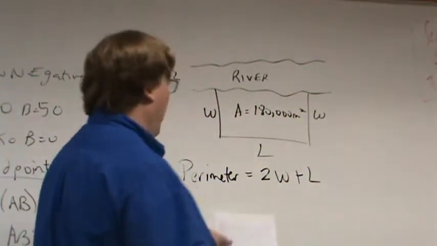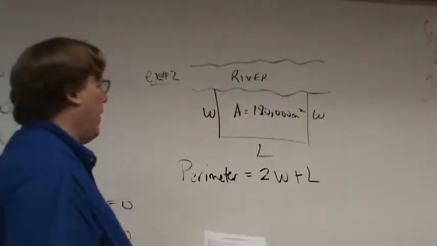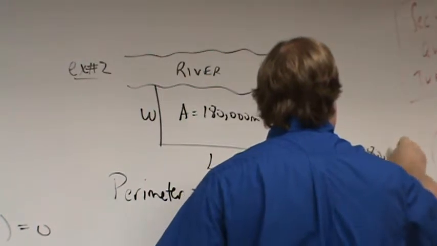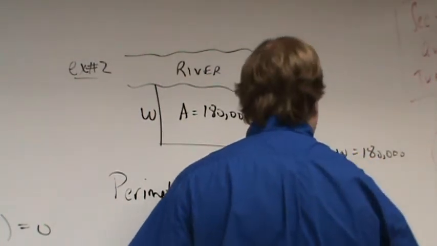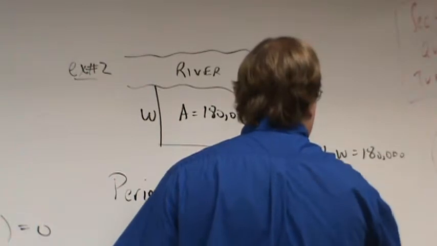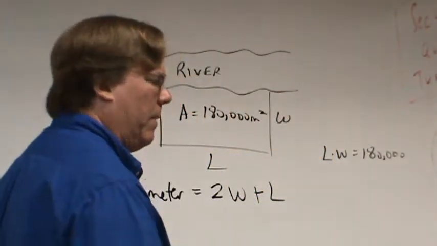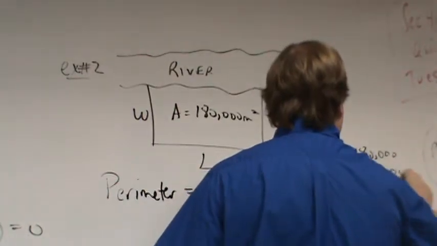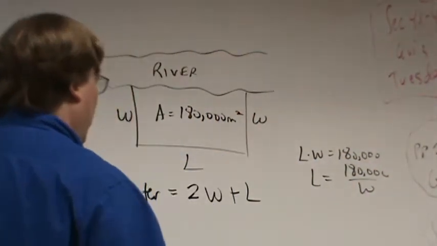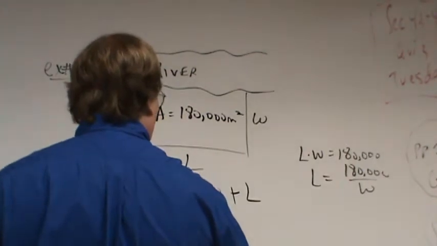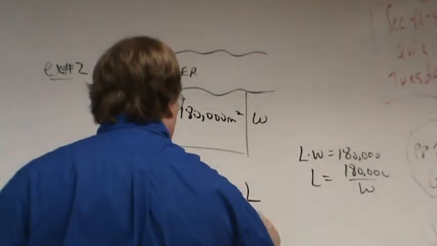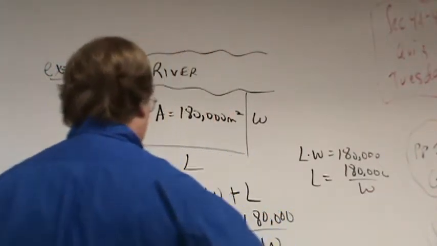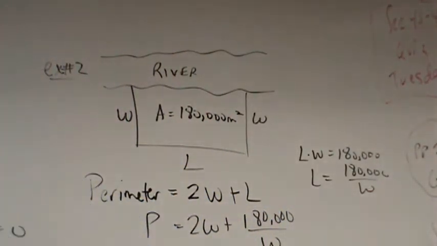Did you figure, well, I've got to get rid of one of these variables, and so did you do length times width equals 180K? So what did you solve for, length or width? Fatima, what did you solve for? Length, okay. It doesn't matter at all in the least. My perimeter is 2 times W plus 180,000 over W.